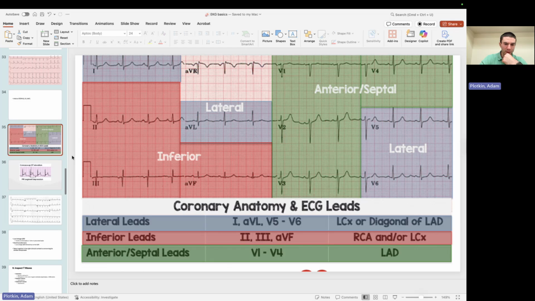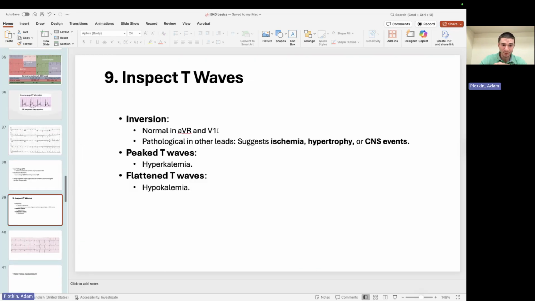Okay, and then we talked about lateral leads, 1, AVL, V5, V6, inferior leads, 2, 3, AVF, anterior septal leads, V1 through V4. Very important. Inspect your T waves, right? They're normal to be inverted in AVR and V1. If they're inverted in other leads, think about ischemia, hypertrophy, or CNS problems. If they're peaked, think about hyperkalemia.